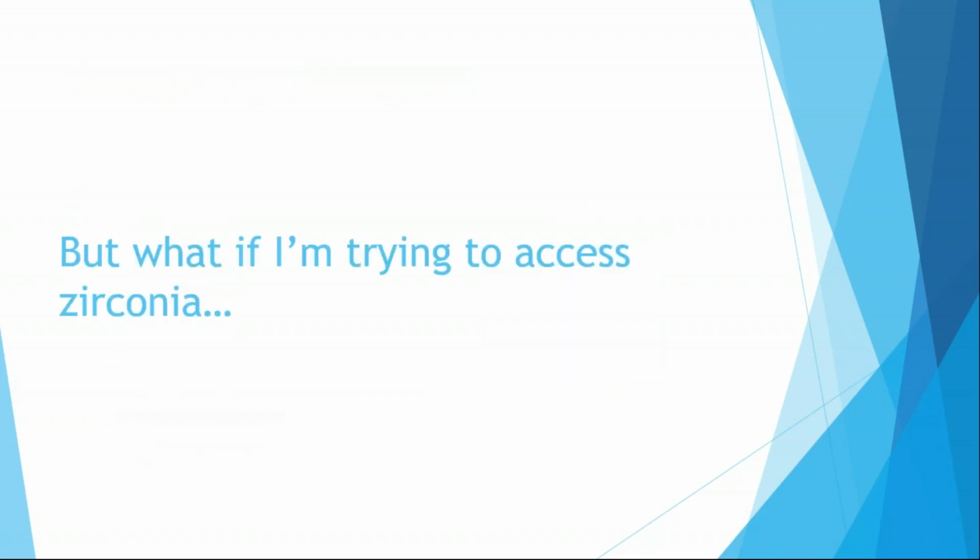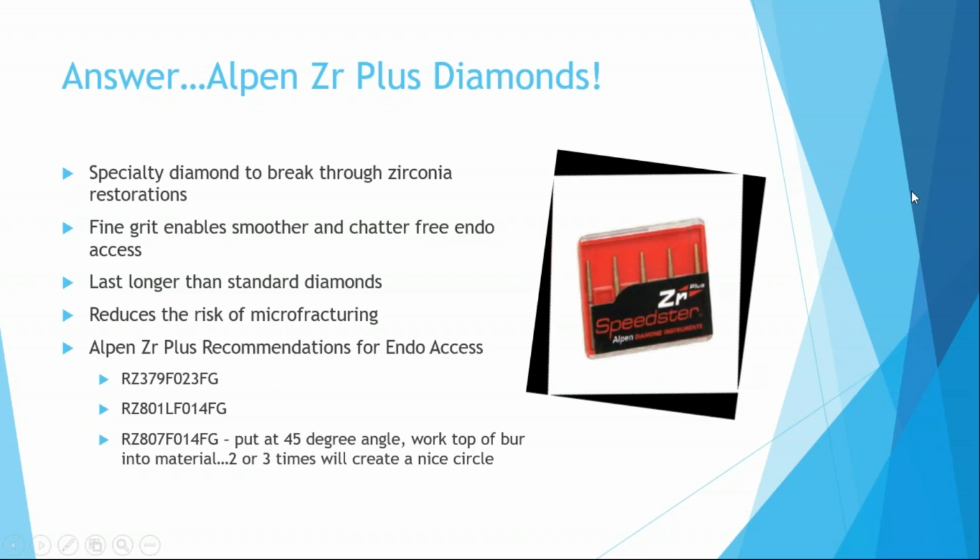Next slide. One question I always get asked is what about ZR Plus, or what about porcelain crown? And we have a tremendous product for this. It's the Alpen ZR Plus diamond. It's a synthetic diamond made to go through synthetic material. It comes in a fine grit, so you're not going to get a lot of the chatter, the endo excess. You're going to resist the microfractures in there.